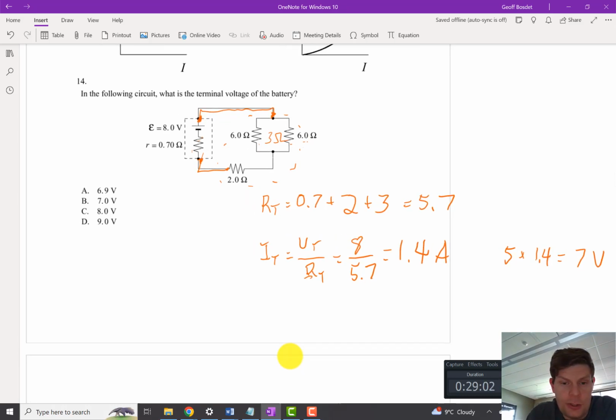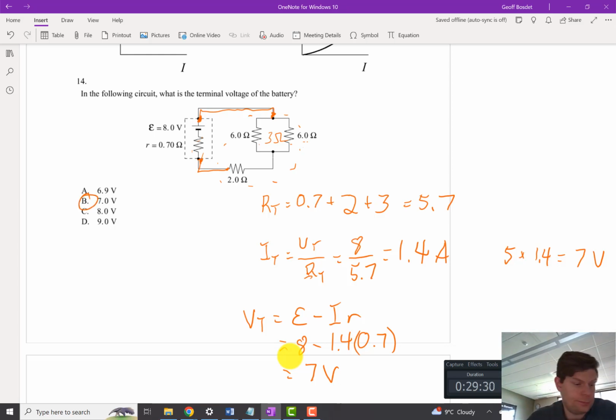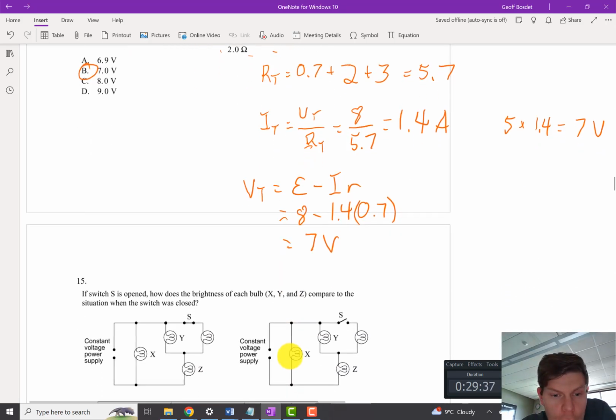Alternatively, I could use the standard formula. My terminal voltage is equal to my theoretical max voltage minus how much voltage I've lost across the internal resistance. So in this case, it would be 8 minus 1.4 times 0.7. Turns out 1.4 times 0.7 is basically 1. So again, I get 7 volts. So either way you cut it. Just double checking I'm not wrong, but I'm not.